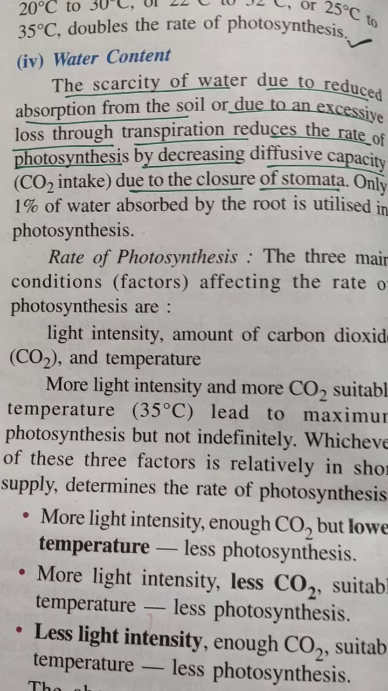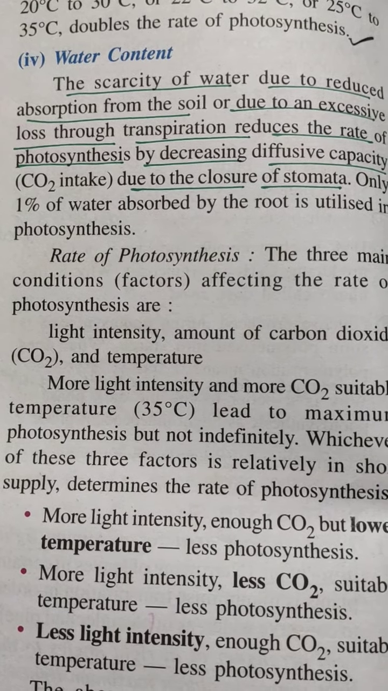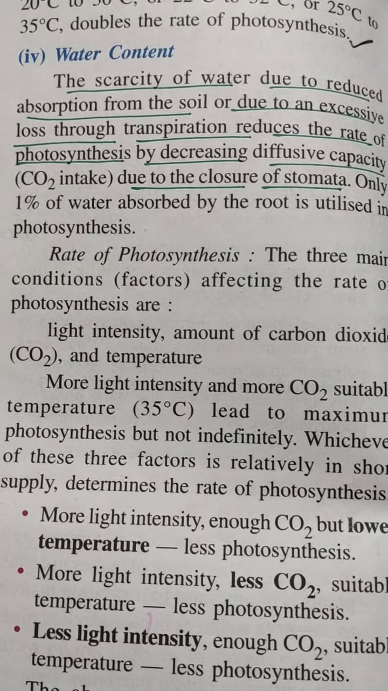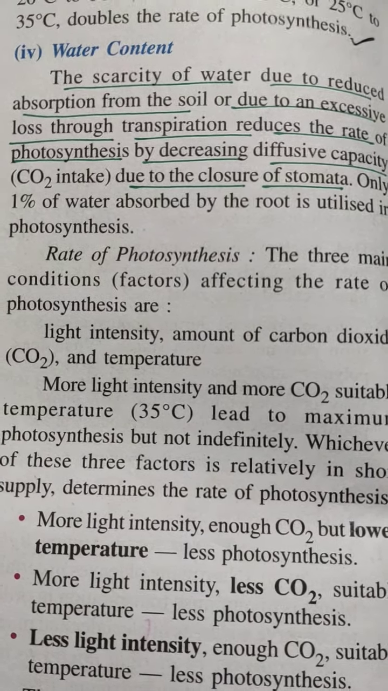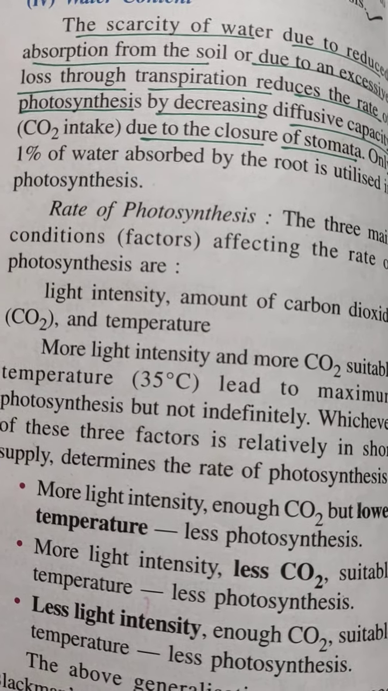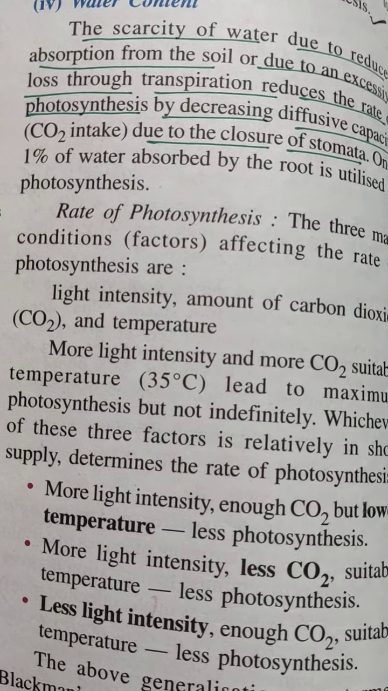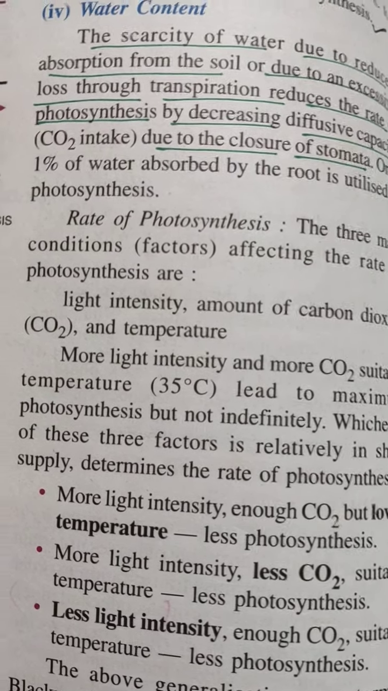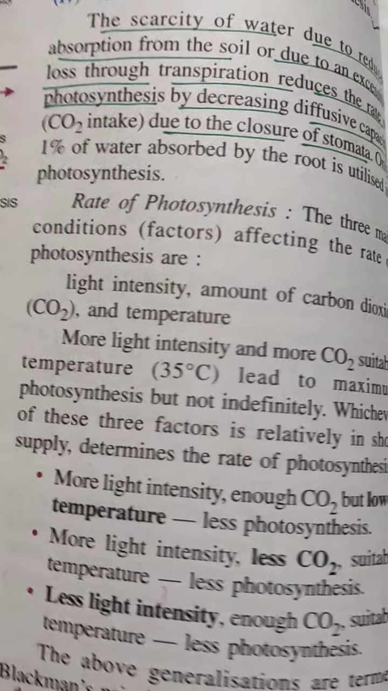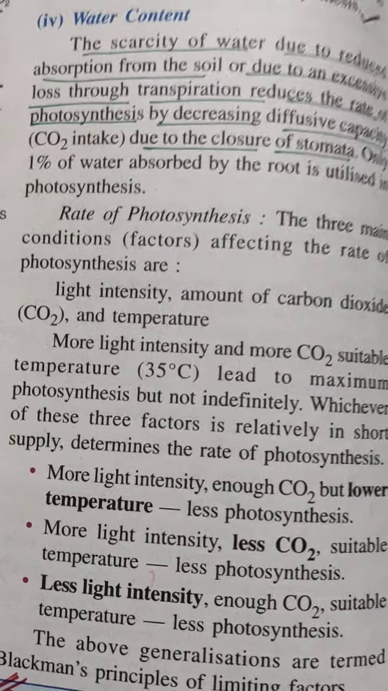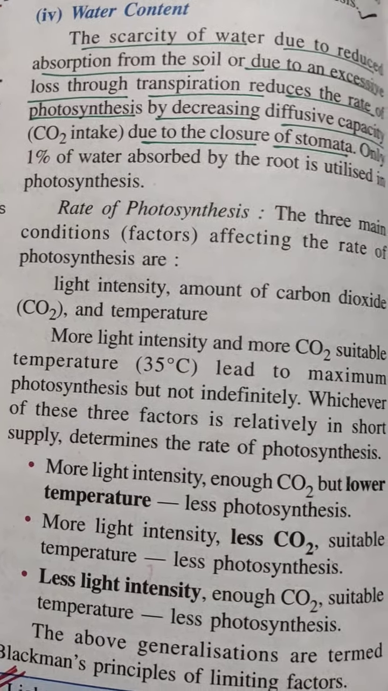Water content. The scarcity of water due to reduced absorption from the soil or due to an excessive loss through transpiration reduces the rate of photosynthesis by decreasing the diffusive capacity due to the closure of stomata. Only 1% of water absorbed by the root is utilized in photosynthesis. So you can understand that we cannot even imagine how little water is needed for this process.